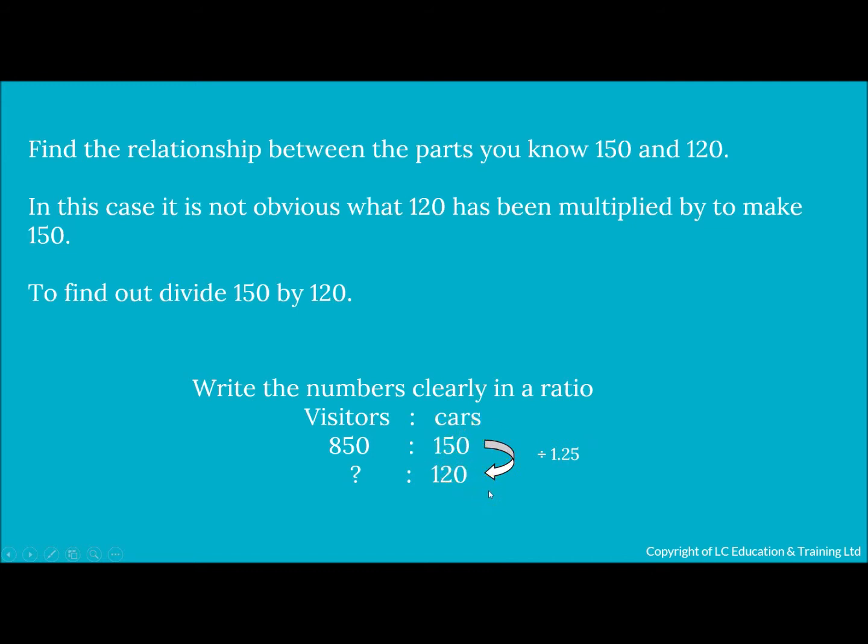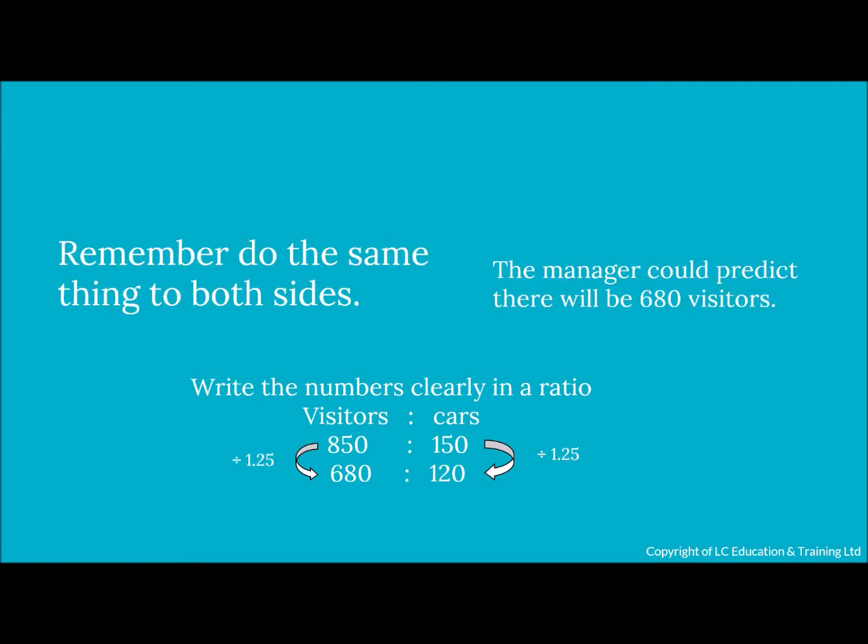Or looking the other way, 150 has been divided by 1.25 to get to 120. It doesn't actually matter which way you think about it, so long as you apply the right working to the other side. Because we're going this way, we want to go this way and divide here. So to get our visitors, we need to divide 850 by 1.25. That means the manager could predict 680 visitors if 120 cars come through the doors.